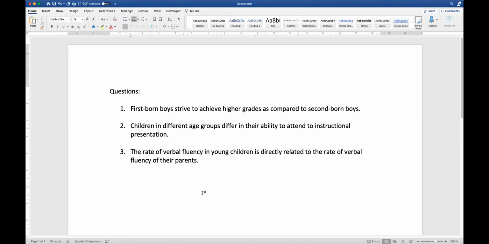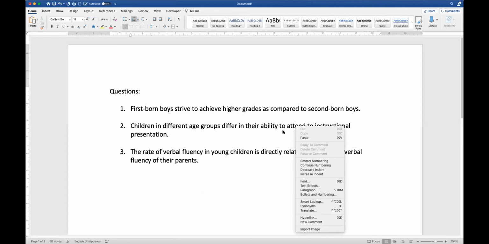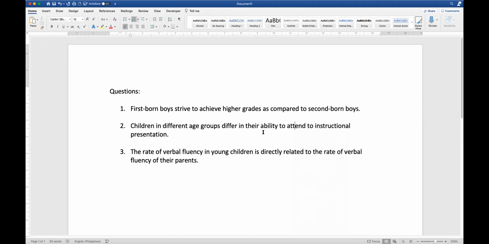Wala akong mahanap sa Google na different term for attend to instructional presentation. I think it's like some legit thing. It's used in classrooms though. That's okay.